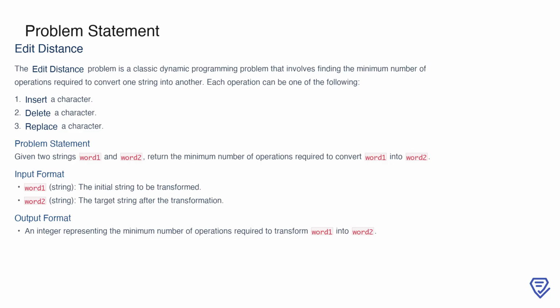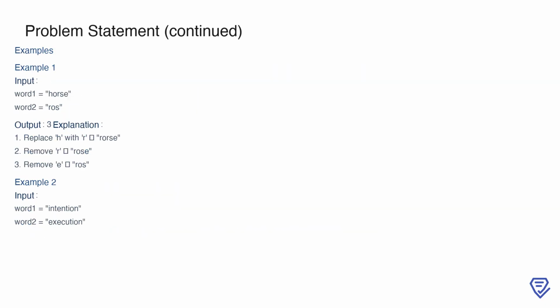The input consists of two strings. Word1 is the initial string and word2 is the target string. The output is a single integer representing the minimum number of operations required to achieve the transformation from word1 to word2. To better understand the problem, let's explore some examples.